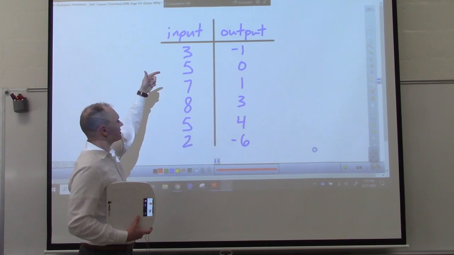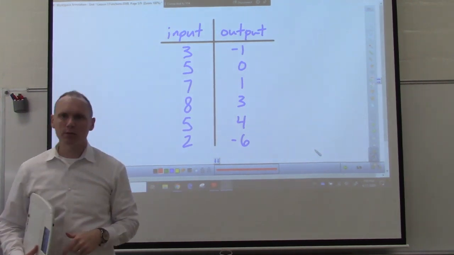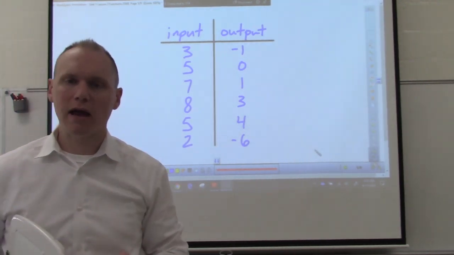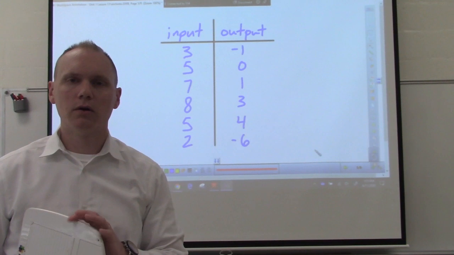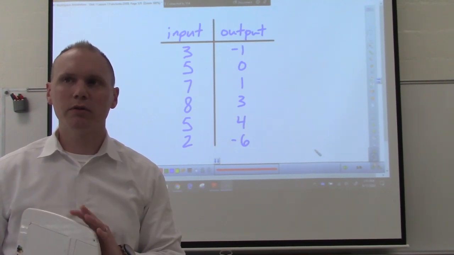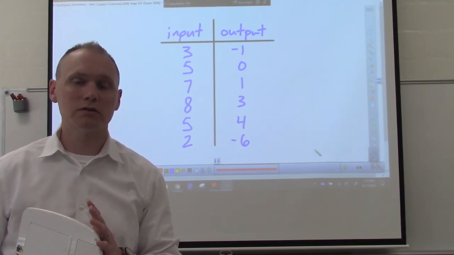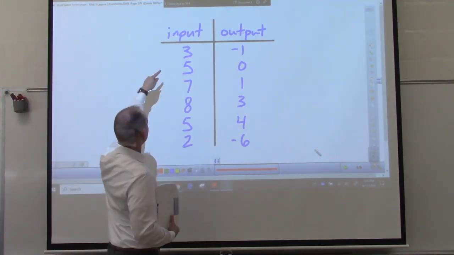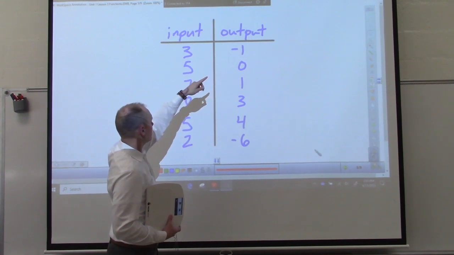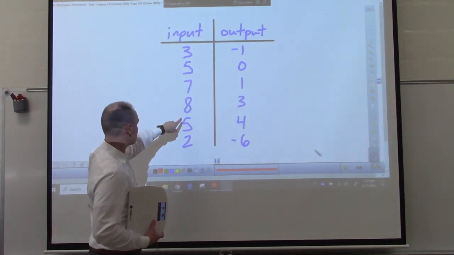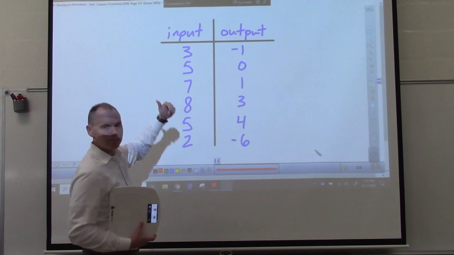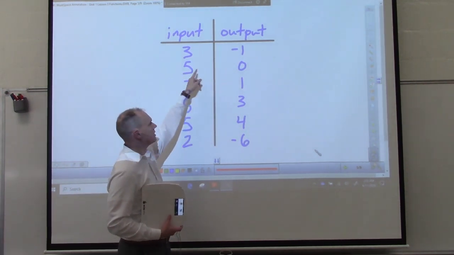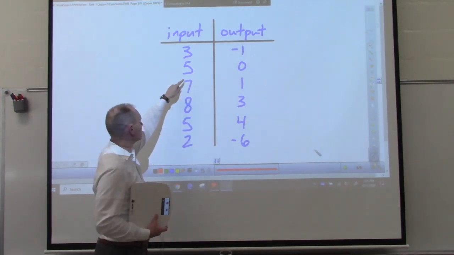So if every input has exactly one output, look at the table real quick. Does every number in the input have exactly one output? Or is there an input that occurs twice and has a different output? Let's see. 3 goes to -1. Is there any uncertainty about what 3 goes to? No. All right, how about 5? 5 goes to 0. Is there any uncertainty about whether 5 goes to 0 or not?